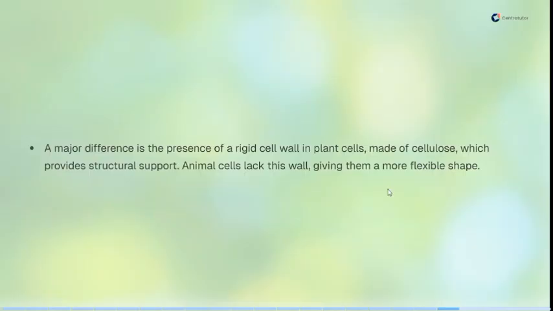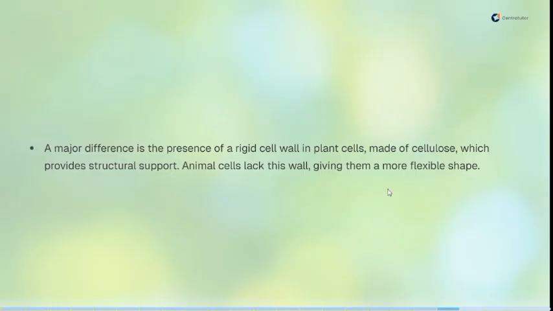The major difference between a plant cell and an animal cell is the presence of a rigid cell wall. So if they ask you what is the major difference between a plant cell and an animal cell, the major difference is that the plant cell has what is called a rigid cell wall. It has an organized outer frame, like a fence, a rigid fence.